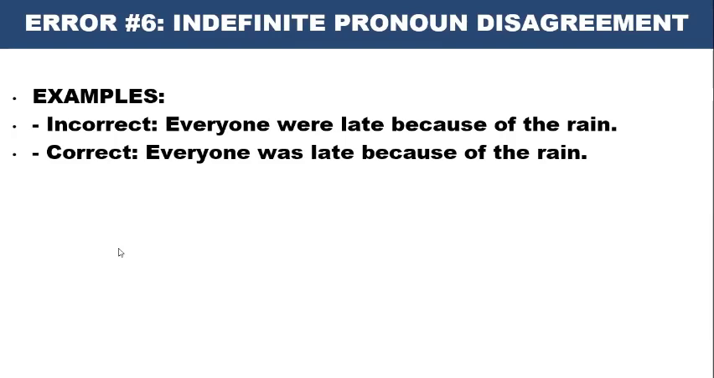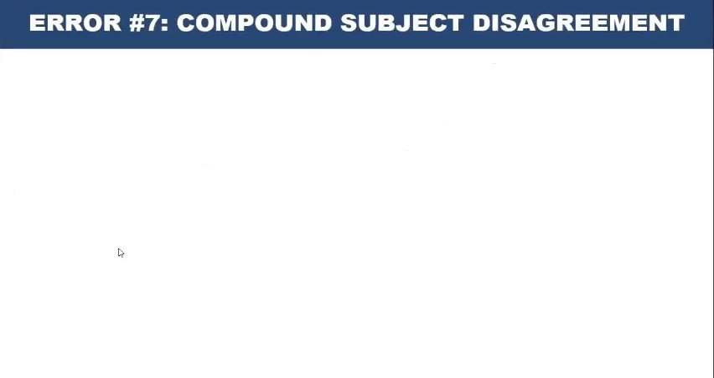An indefinite pronoun should always be used with the singular verb. So instead of saying everyone were late because of the rain, you should say everyone was late because of the rain. This brings us to error number 7, which of course occurs when a compound subject is treated as a singular instead of plural, or vice versa.